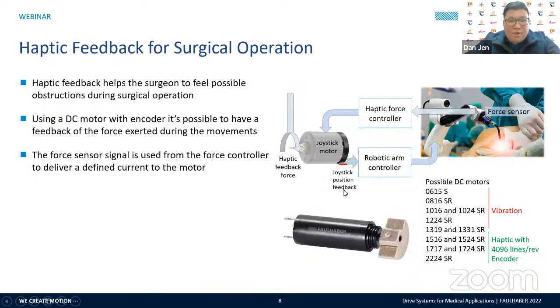Haptic feedback for surgical operation. Haptic feedback is usually very important for surgeons to feel possible obstructions during surgical operation. By using a DC motor with encoder, it is possible to have feedback of the force exerted during the movements. The force sensor's signal is used by the force controller to deliver a defined current to the motor, whereby the motor will run at a certain torque to provide strong or weak haptic feedback.